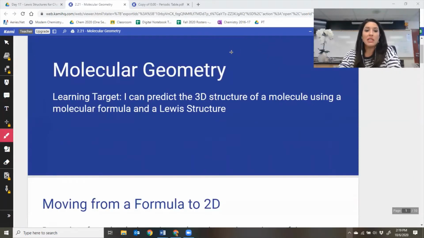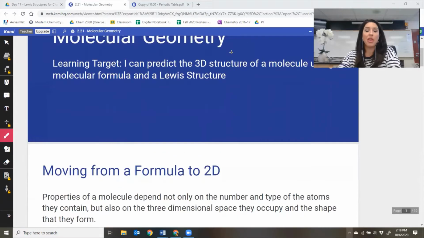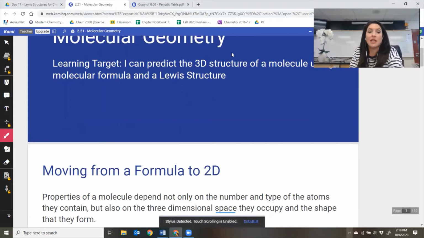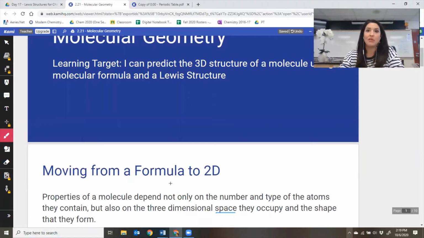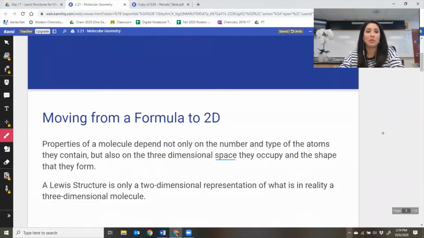So for today, we should talk about that the properties of molecules are not only determined by the number and the types of atoms, but in the three-dimensional ways that they are bonded together to form that molecule. The three-dimensional space that they occupy and the shape that they form tell us a little bit more about a molecule's properties and how it's going to behave. Things like boiling point, melting point, adhesion, cohesion, surface tension, lots of different components.